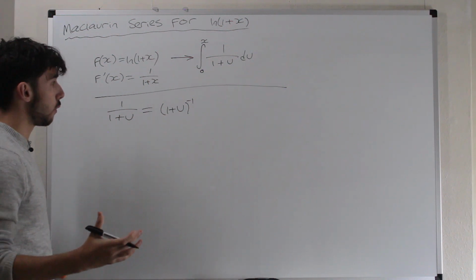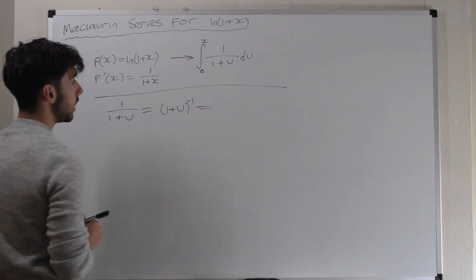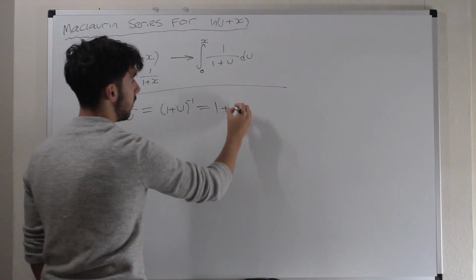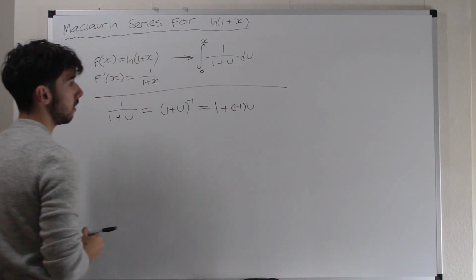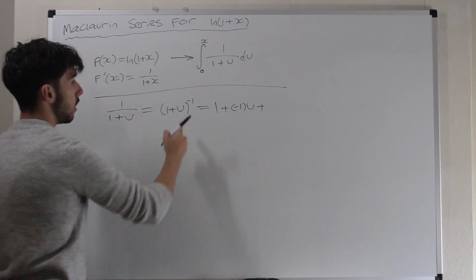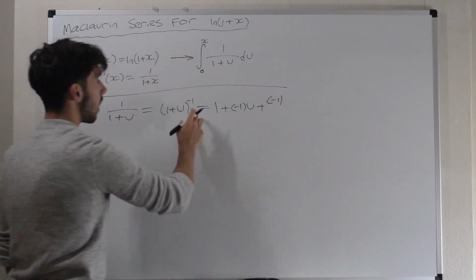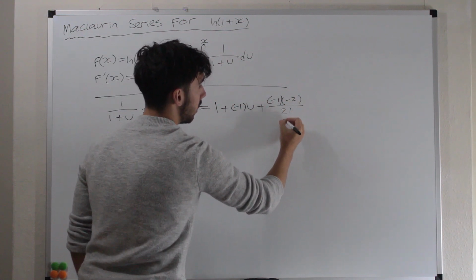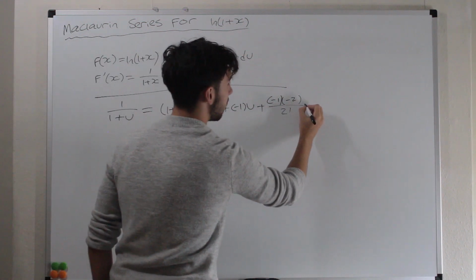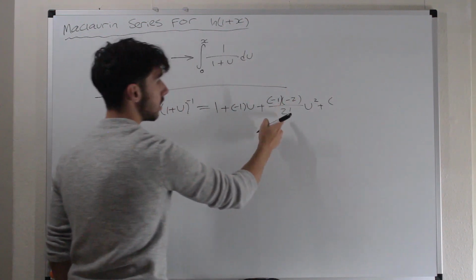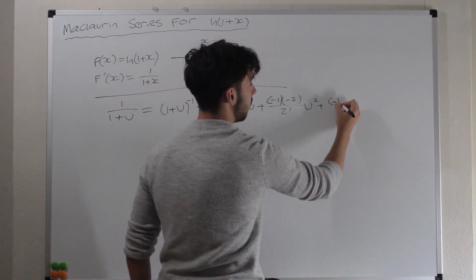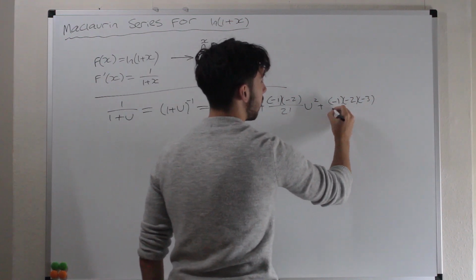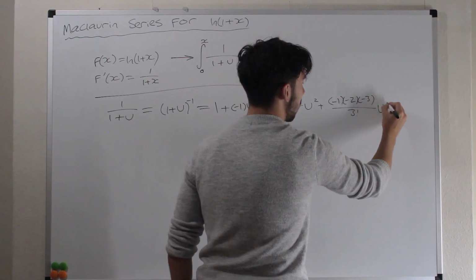There is a formula for this, but this series is going to be 1 plus, and then you multiply by the power, so minus 1 times u. The next term is plus the power again, minus 1, times 1 less than the power, so minus 2, divided by 2 factorial, multiplied by u squared. And this pattern continues. The next term is minus 1 times minus 2 times minus 3, so 1 less again, divided by 3 factorial, u cubed.